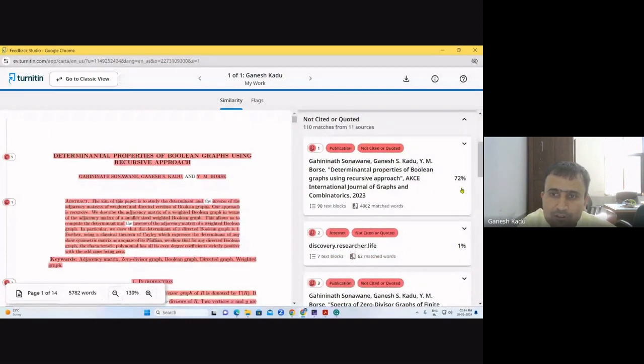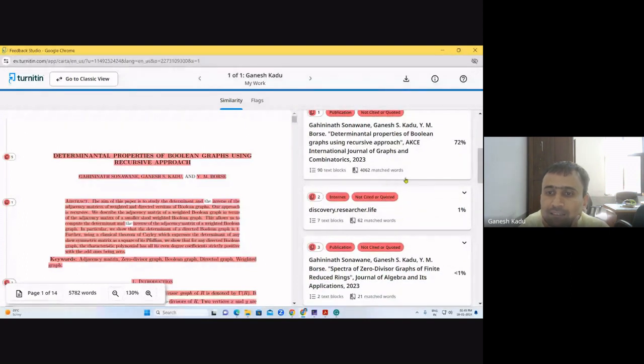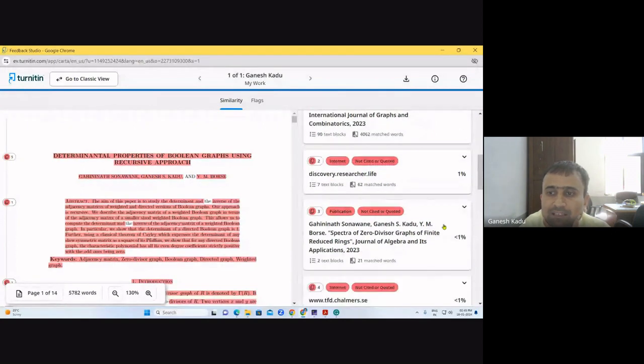It is not saying that it should be 100% actually, but maybe this is not the revised version, I think. So probably that is why it is showing 72%. And then other sources, for example discovery.researcher.live, there is 1% of similarity. There's another publication of mine where it has a similarity of less than 1%.